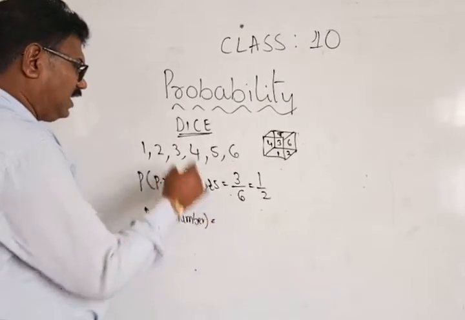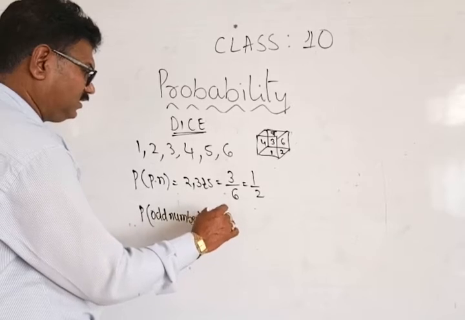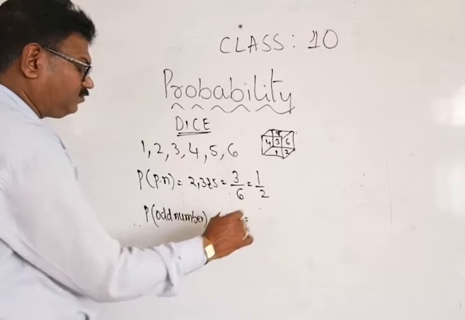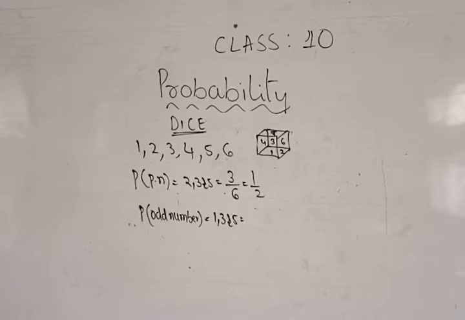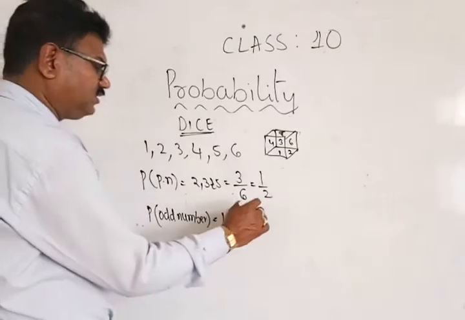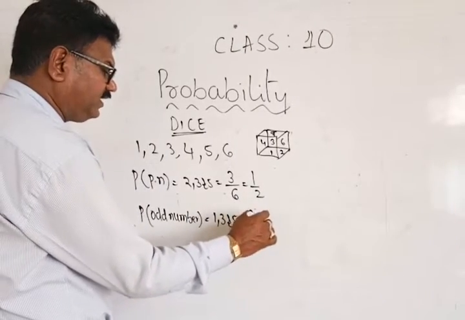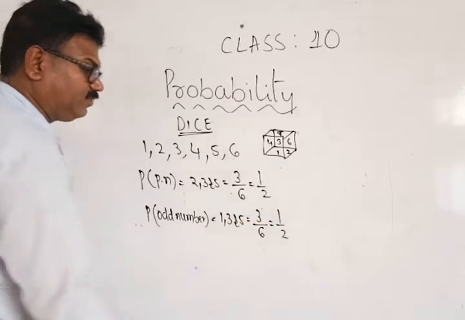That is equal to odd numbers. How many are there? 1, 3 and 5. So 1, 3, 5 means 3 divided by 6. Again it is equal to 1 by 2.